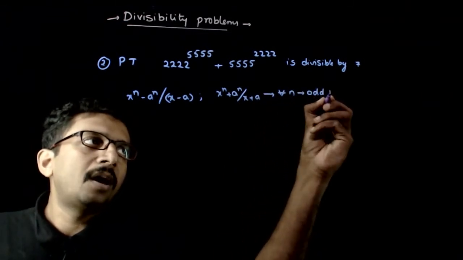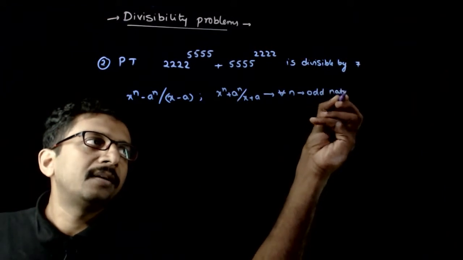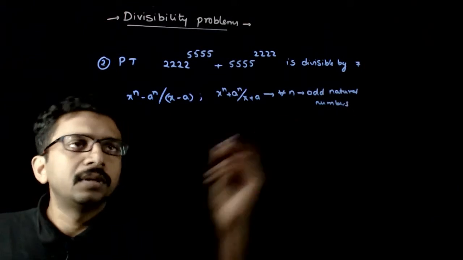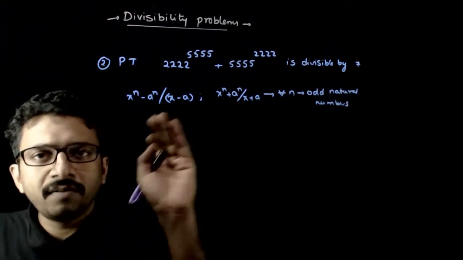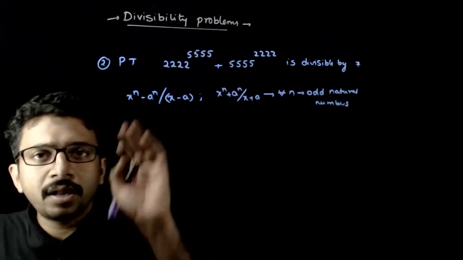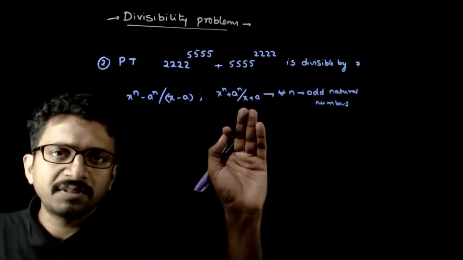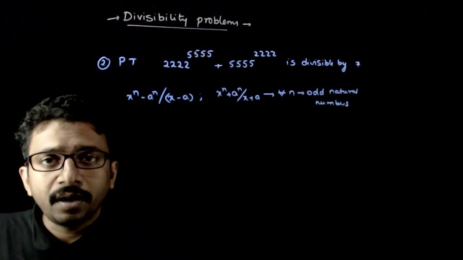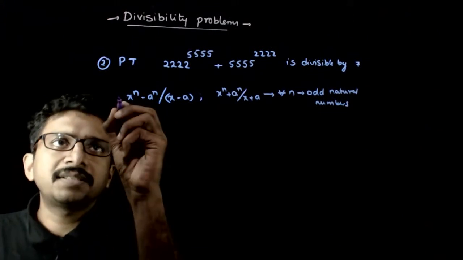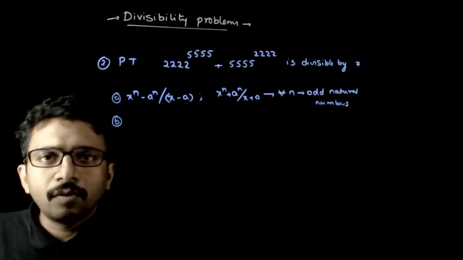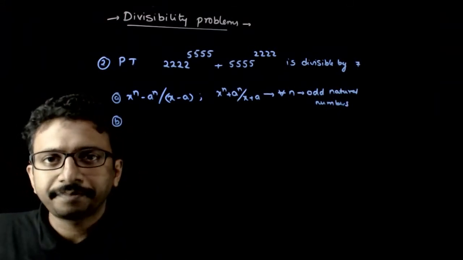belongs to odd natural numbers. So x power n minus a power n is always divisible by x minus a for all natural numbers. X power n plus a power n is always divisible by x plus a for all odd natural numbers. This is the first thing that you have already remembered. Now let us see one more thing which you need to remember.